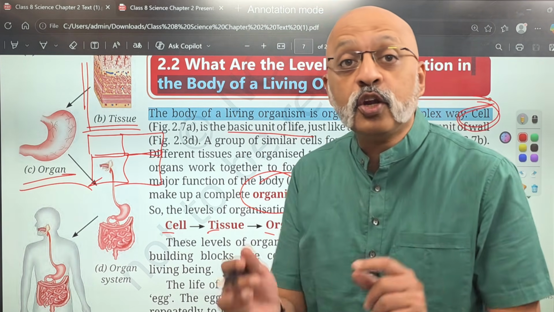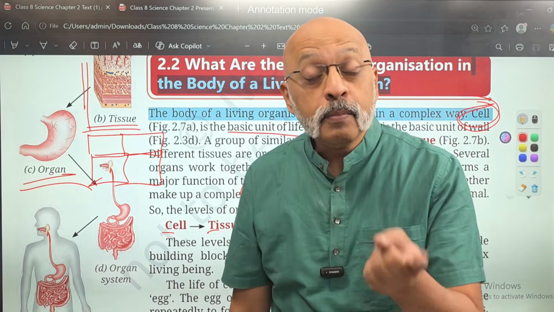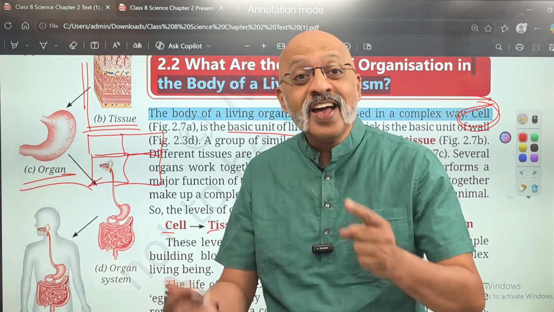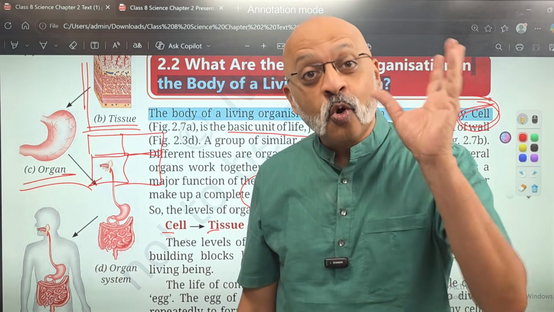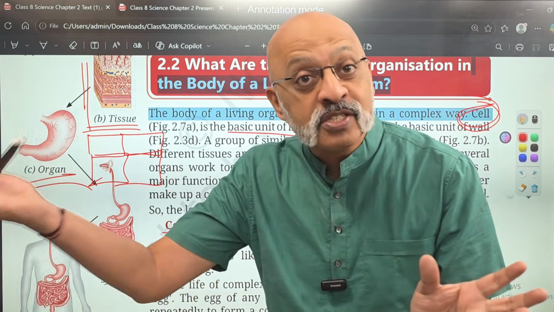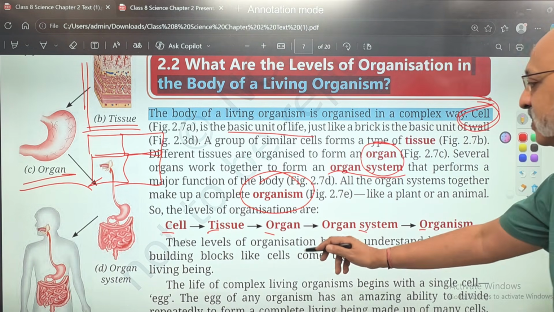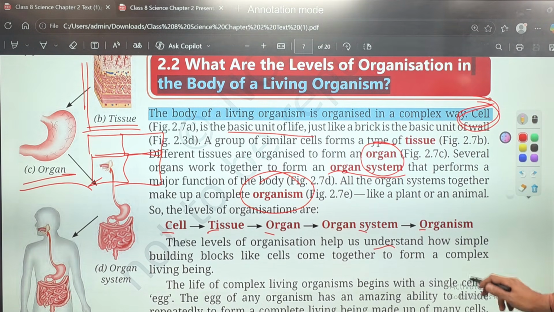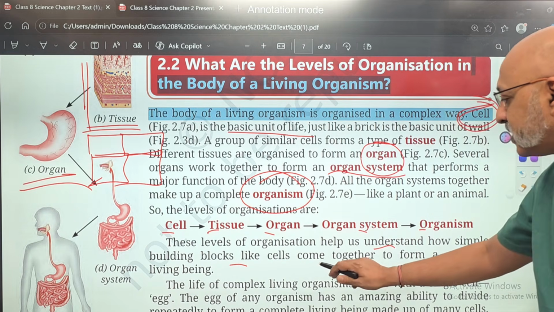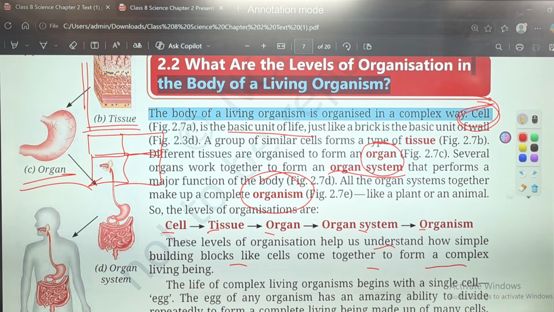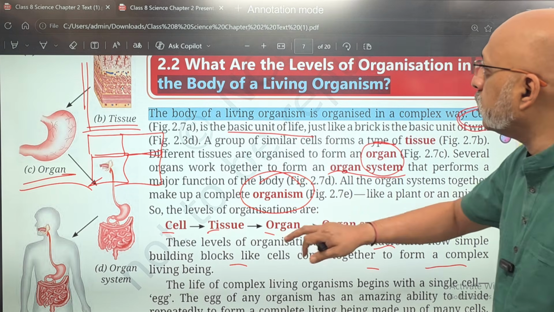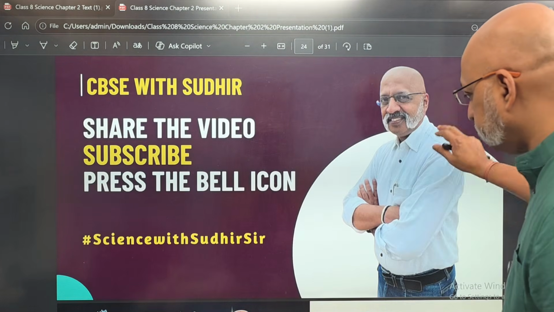CTOSO. If you remember it, you will never get the order wrong, because the mistake many students make is to get the order wrong. They don't know which comes first and which comes after that. Okay. So these levels of organization help us understand how simple building blocks like cells come together to form a complex living being. Okay, let me just show it to you in this presentation.